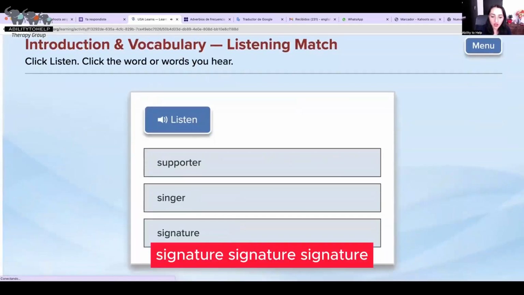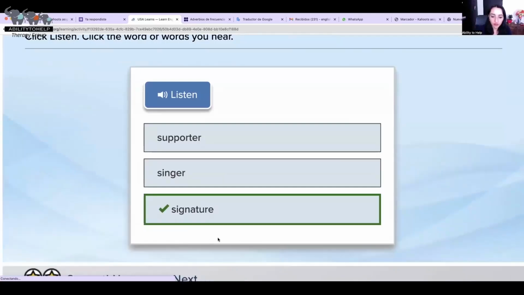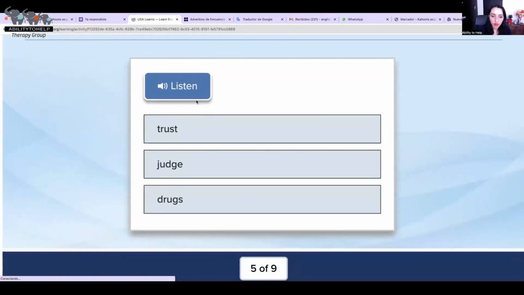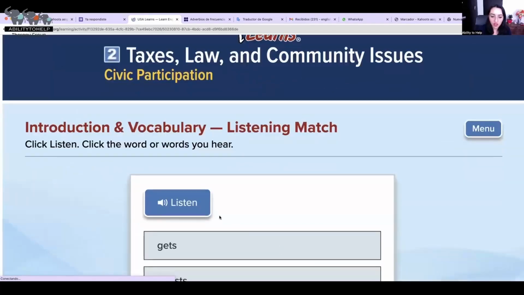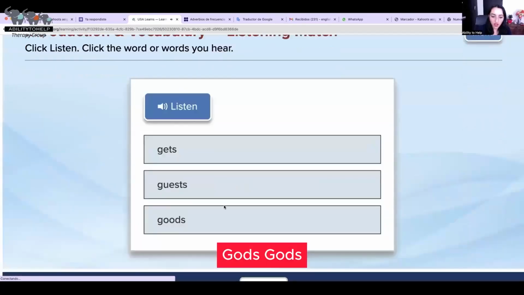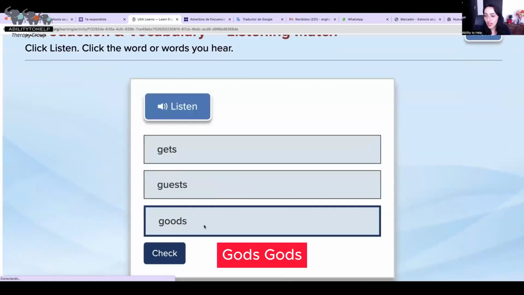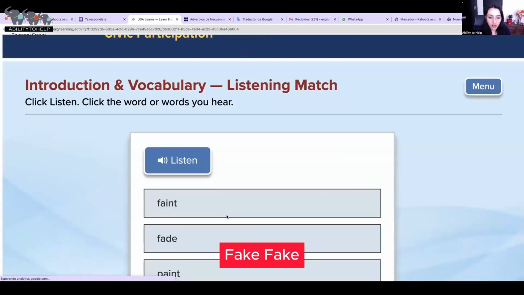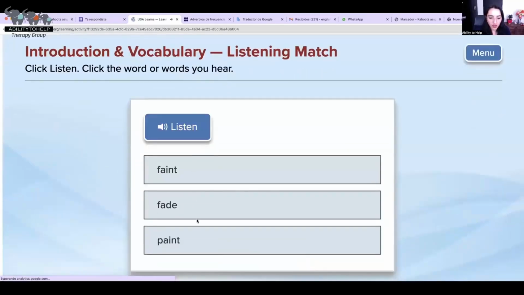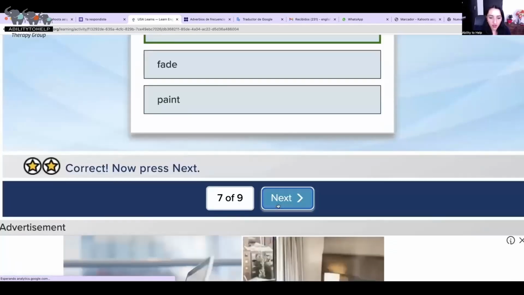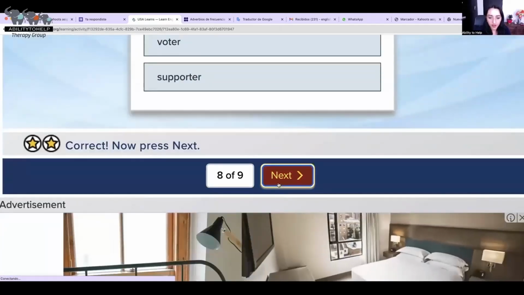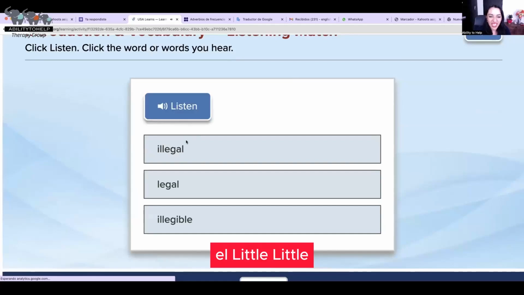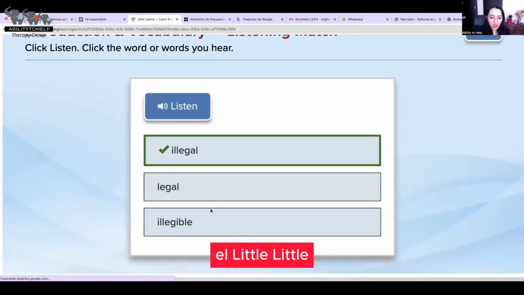Signature. Dressed. Drugs, not good. Goods. Things that you sell. In Spanish it means mercancía. Faint. Reporter. Illegal. Something not legal.